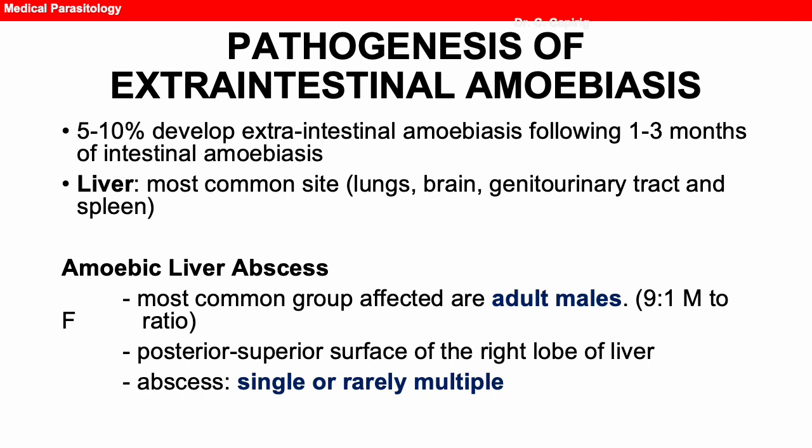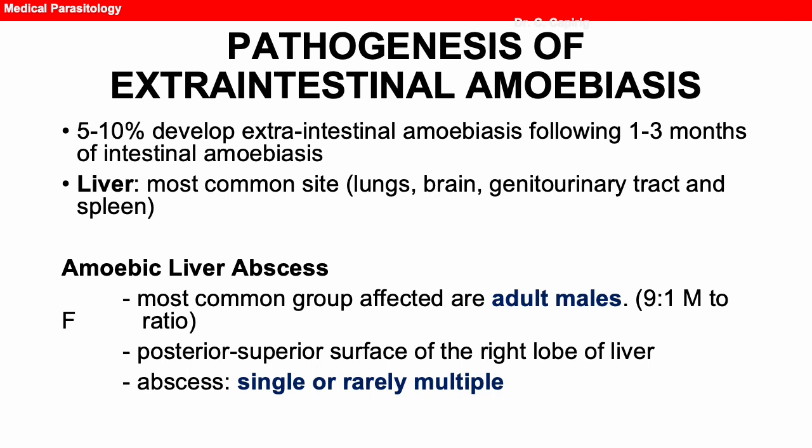Now, extraintestinal amoebiasis is also notable. We have 5 to 10% of individuals who develop this condition following 1 to 3 months of intestinal amoebiasis. The liver is the most common site. And why is this possible? It's because the drainage of our intestines will eventually lead to the liver. Okay? But other sites of extraintestinal amoebiasis have been documented, such as in the lungs, brain, genitourinary tract, and the spleen.